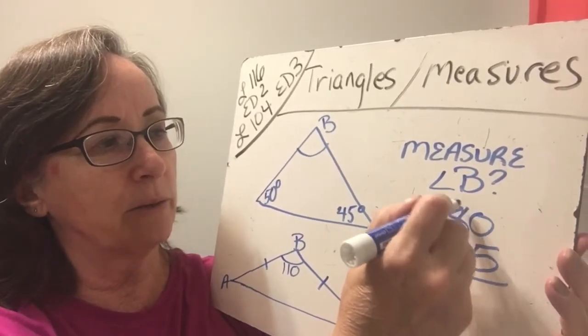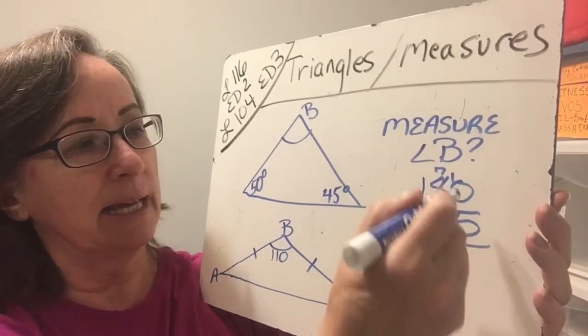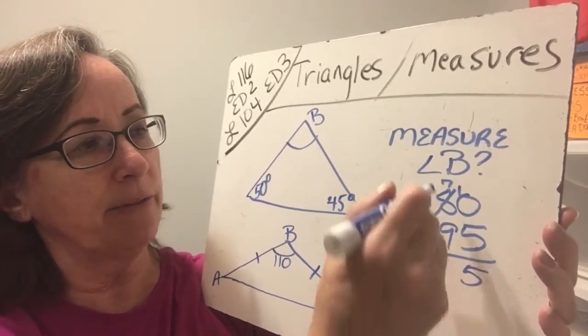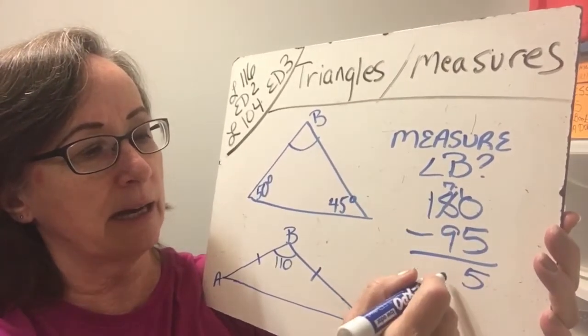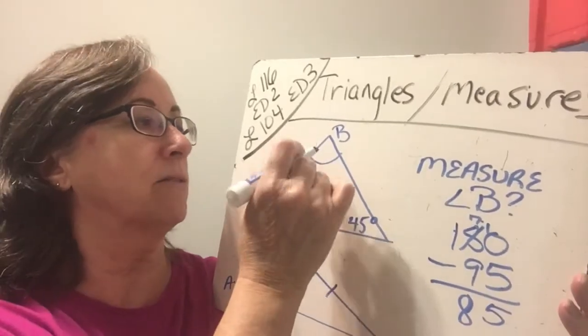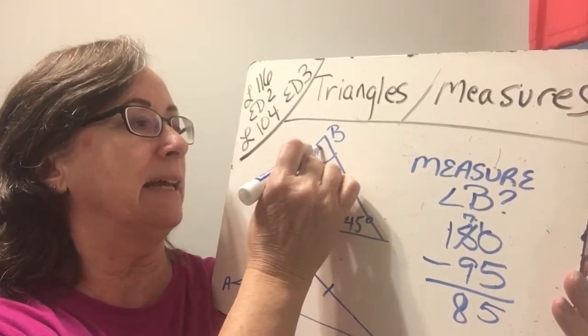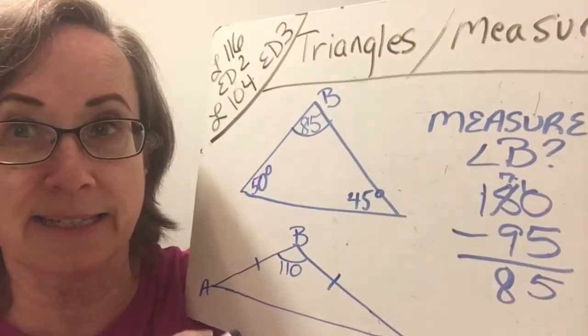Well, we need to come over here, and 10 minus 5 is 5. 17 minus 9 is 8. So this angle right up here is 85. And it is as easy as that.